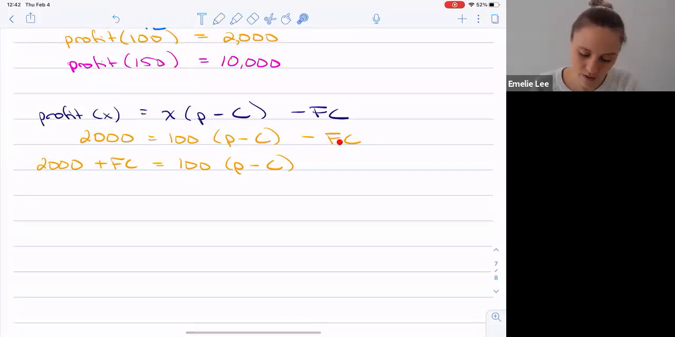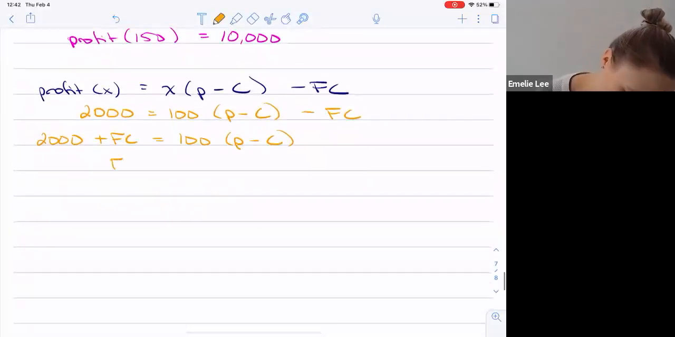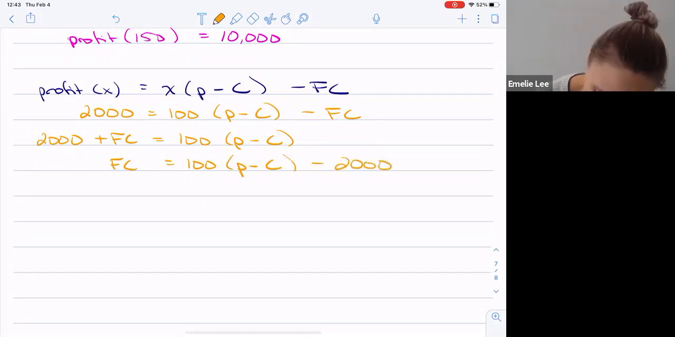So I can move this fixed cost over here, and then I'm going to subtract the 2,000. And just ignore the fact that you don't know P minus C, and convince yourself that it's the same in both of these scenarios. So I can probably work without knowing it. Then I have my fixed cost is 100 times P minus C minus 2,000.